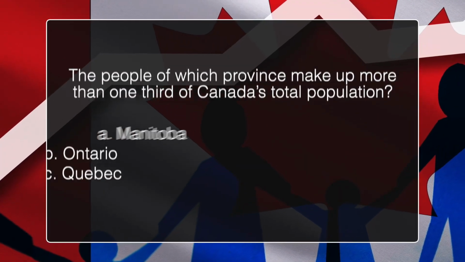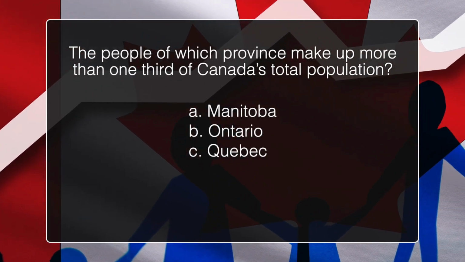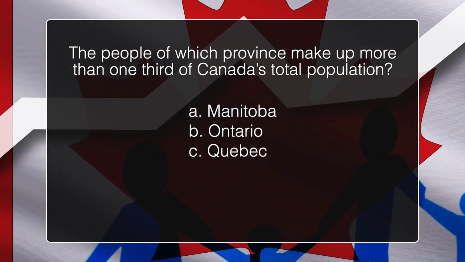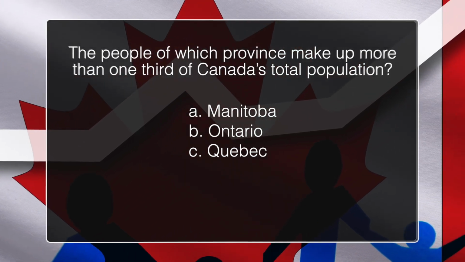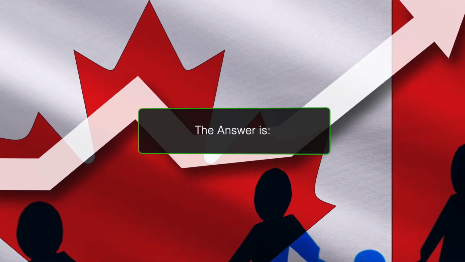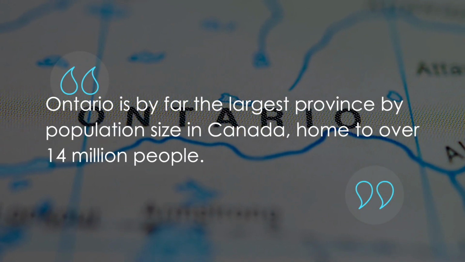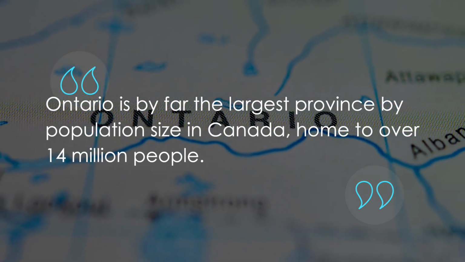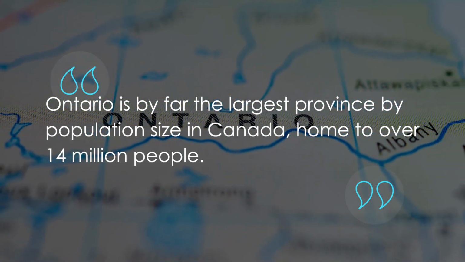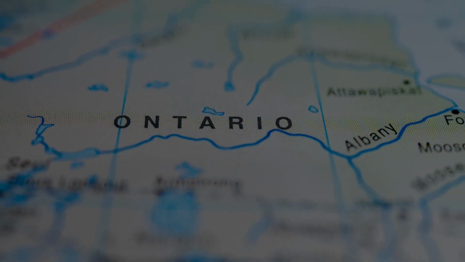The people of which province make up more than 1/3 of Canada's total population? Manitoba, Ontario, Quebec. The answer is Ontario. Ontario is by far the largest province by population size in Canada, home to over 14 million people.